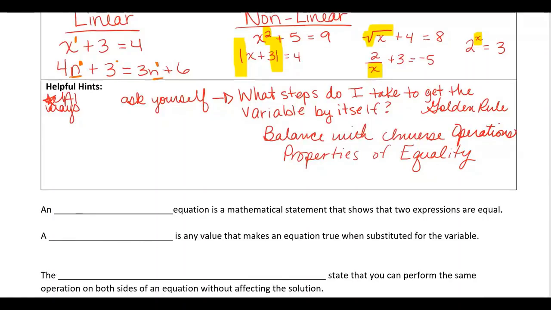So you always ask yourself, what steps do I take to get the variable by itself? You do unto one side as you have unto the other. We are going to balance with inverse operations and properties of equality. The next thing I want you to remember is I'll prefer that you work with fractions.